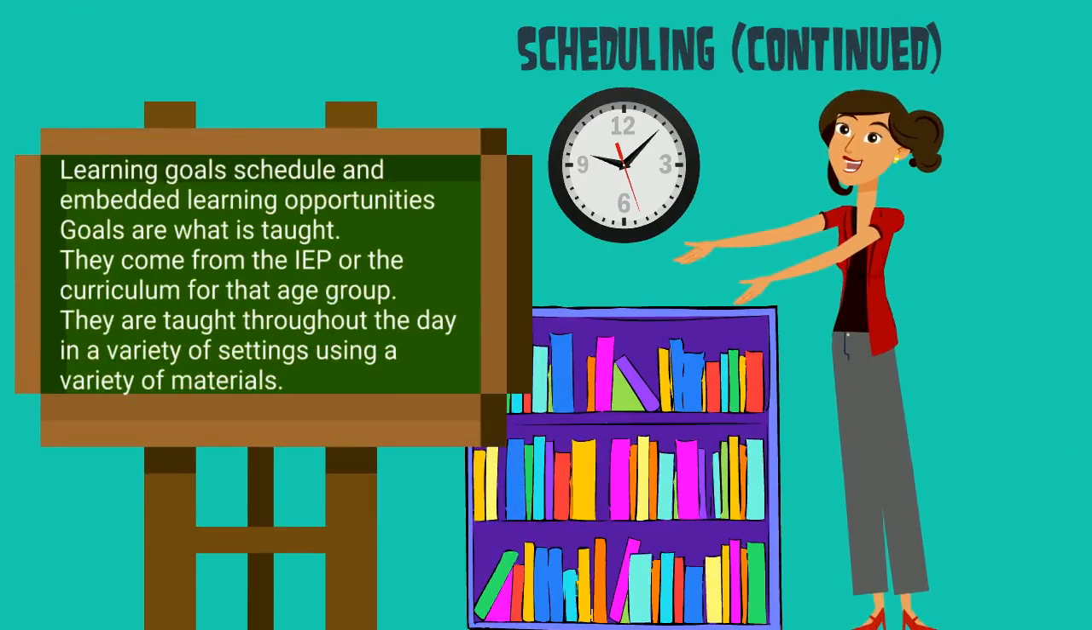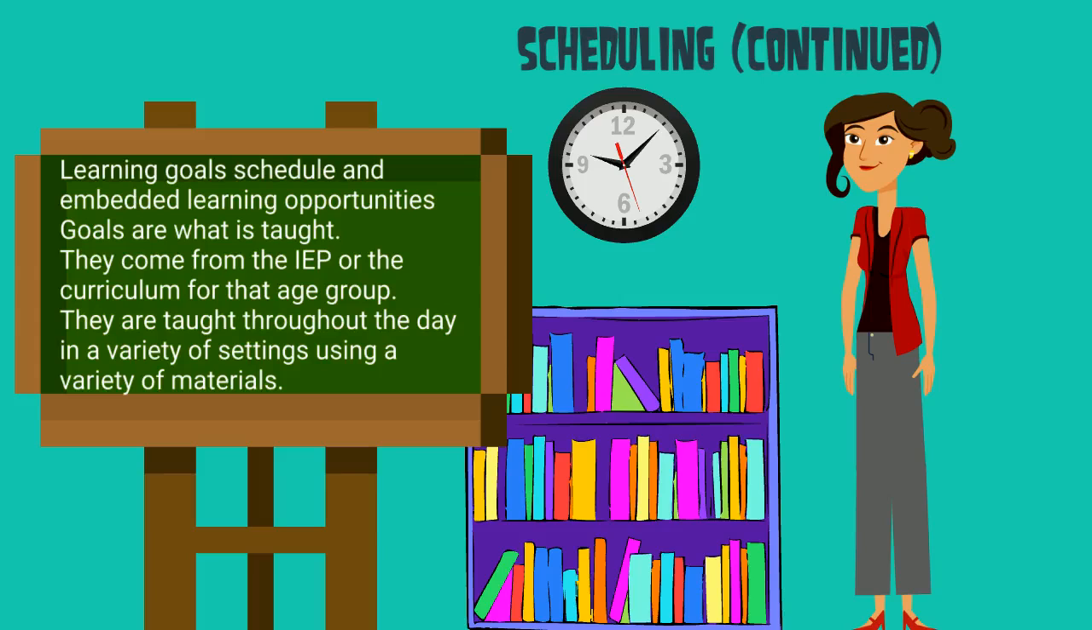Learning goals, schedule, and embedded learning opportunities. Goals are what is taught. They come from the IEP or from the curriculum for the age group. They are taught throughout the day in a variety of settings using a variety of materials.